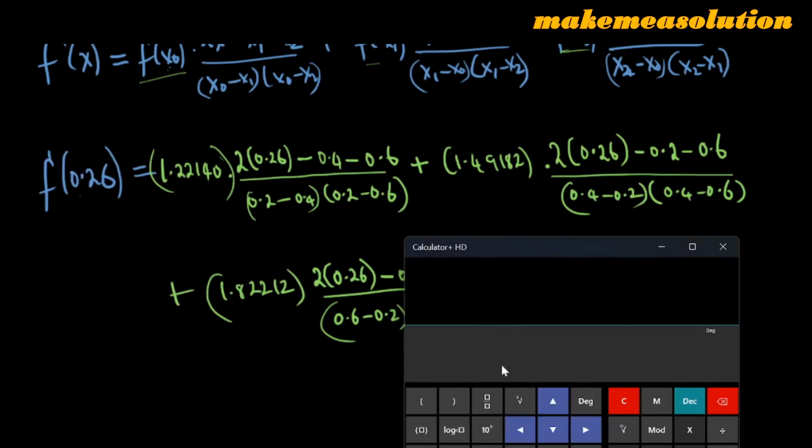So setting up our calculator, we are going to have 1.22140 times, open a bracket, and in the bracket you put 2 into 0.26, and you have minus 0.4 minus 0.6 divided by what? The first bracket is 0.2 minus 0.4, and second bracket is 0.2 minus 0.6, like this. Is that okay? So you're satisfied for this first term over here. So you go to the next one, and I have plus.